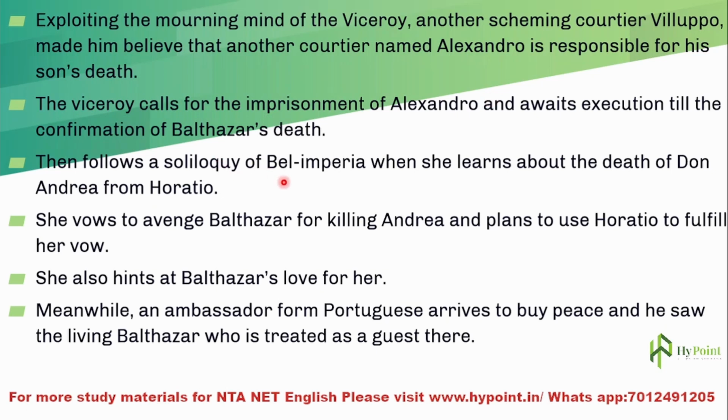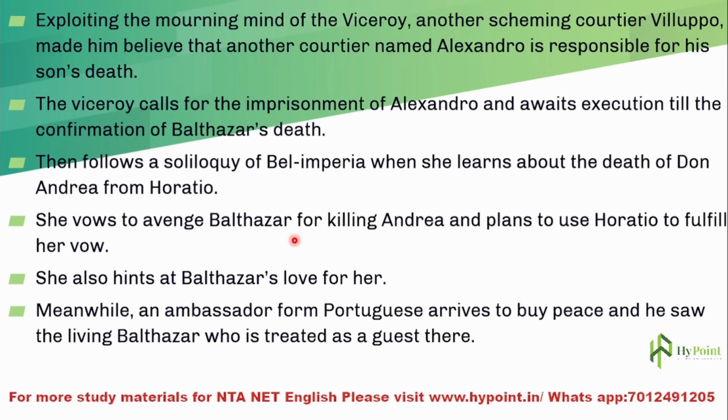Then follows a soliloquy of Bellimperia. So the scene shifts to Bellimperia's chamber, and Bellimperia was in love with Don Andrea. Don Andrea was already killed in the battle. So this follows after this scene with the viceroy. What follows the soliloquy of Bellimperia is that she learns about the death of Don Andrea from Horatio. So Don Andrea and Horatio were friends, and so from Horatio, Bellimperia learned the sad death of Don Andrea. And she vows to avenge Balthasar for killing Andrea and plans to use Horatio to fulfill her vow.